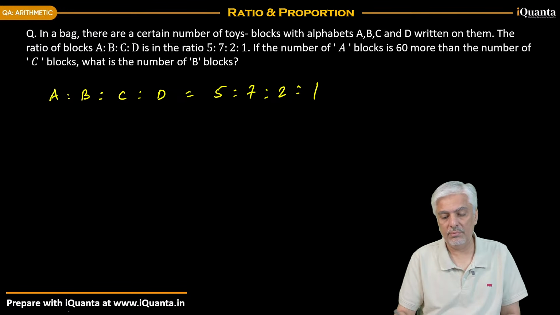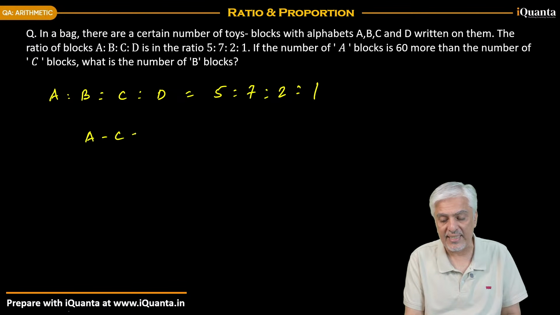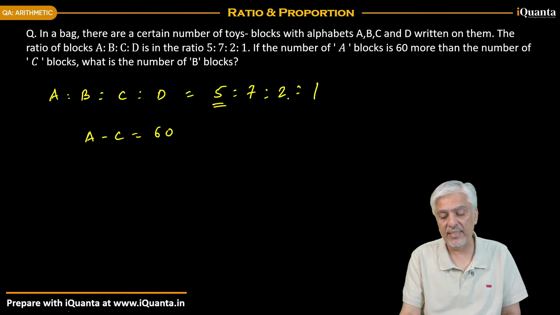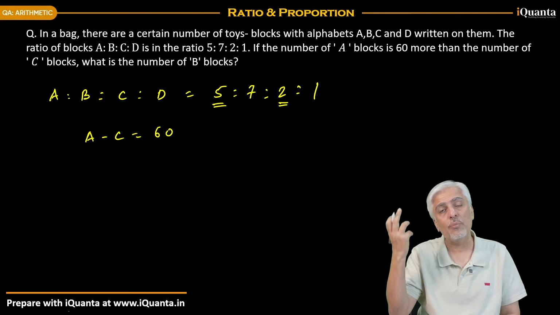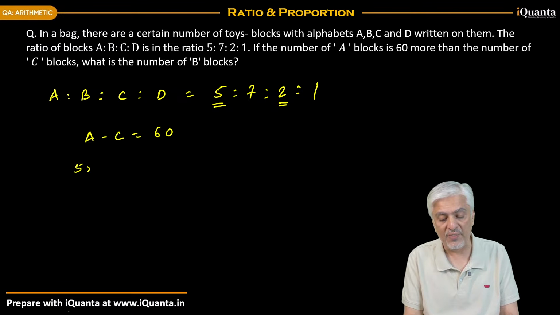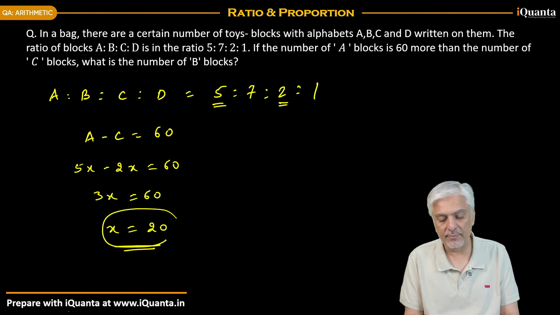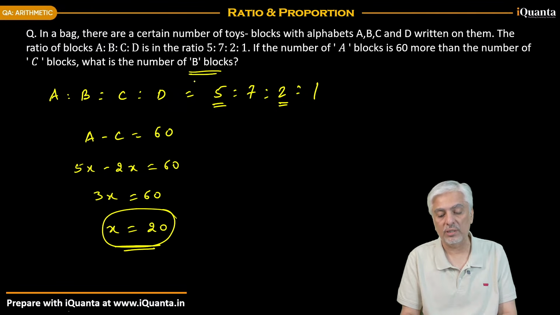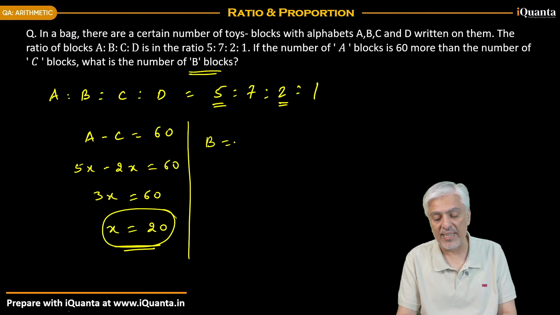Now, they have told us the difference between A and C is 60. If I go by the regular method, I would have taken A as 5x and C as 2x. That all you should do in your mind. You don't need to write everything. Suppose A is 5x, C is 2x. So 5x minus 2x is 60. 3x is 60, x is 20. Once I got x is 20, what have they asked for? Number of B blocks. What will be the number of B blocks? B is 7x. So B would be 7 into 20, which is 140.